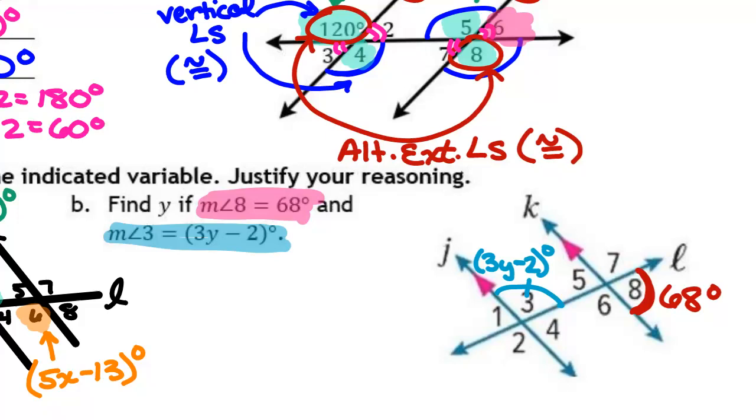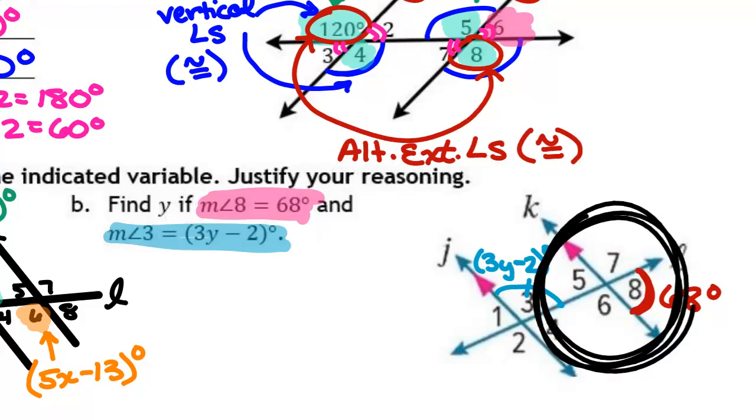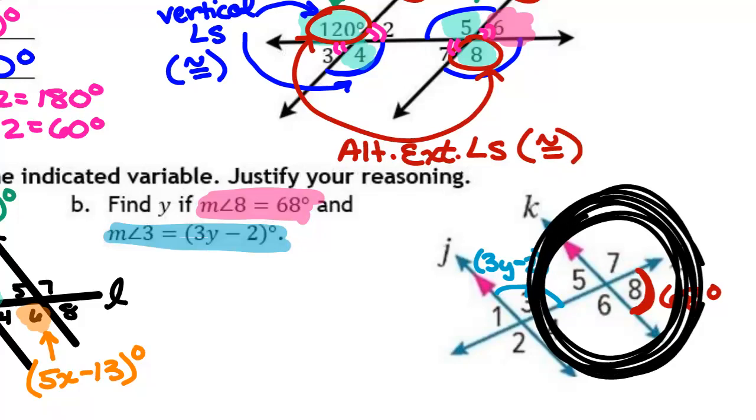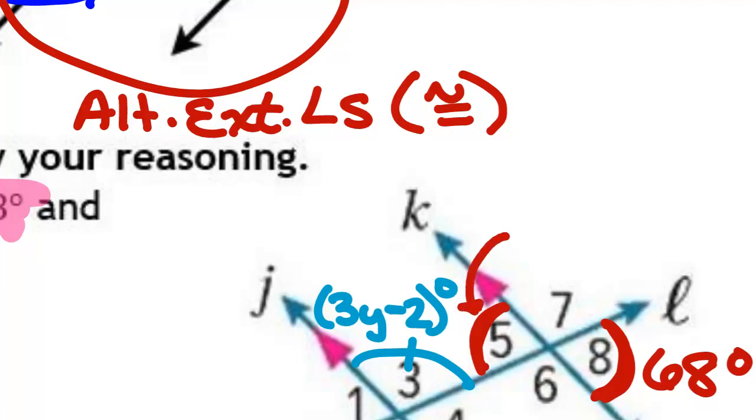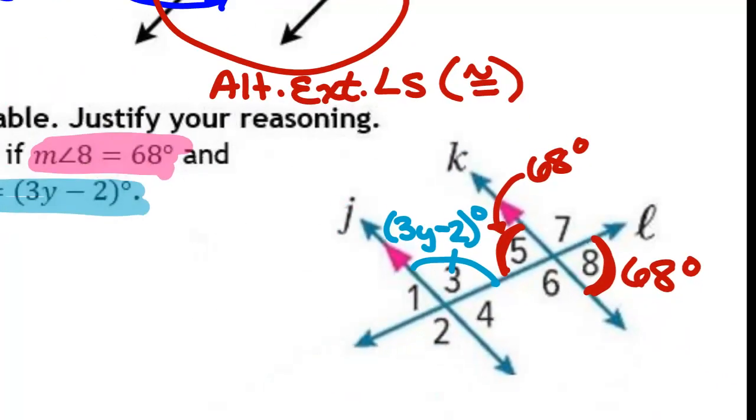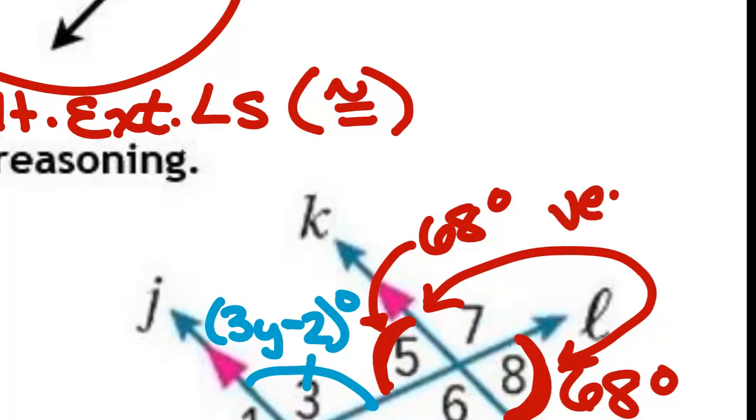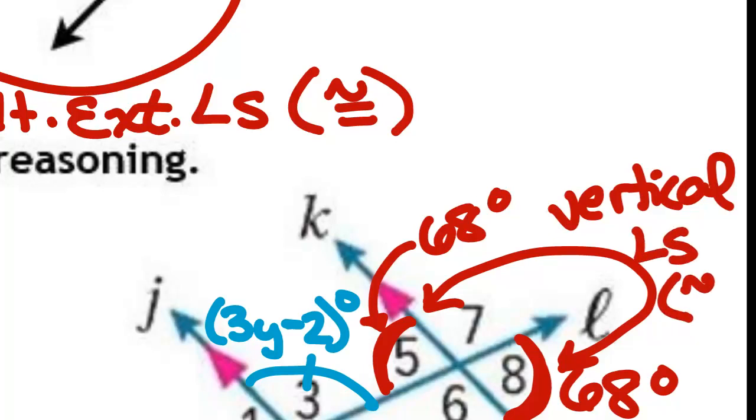I'm going to look over here at angle 8. If I'm looking just at this intersection where angle 8 is, I know there's another angle over there that's the same size as 8. Angle 5, because they are vertical angles, yes. So this one is 68 degrees because these two are vertical angles. And vertical angles are congruent.